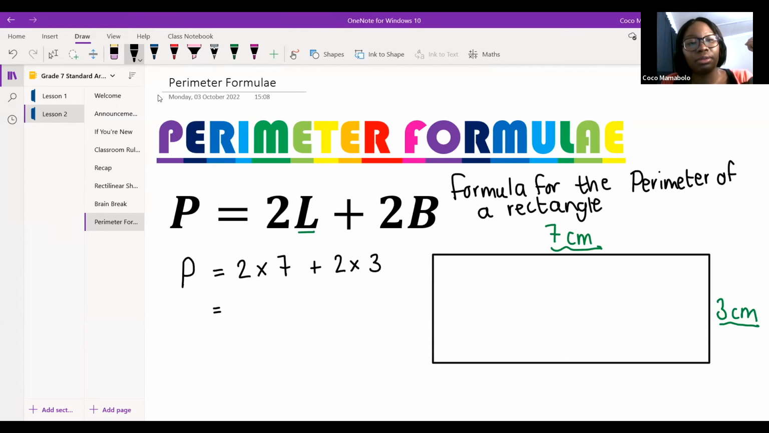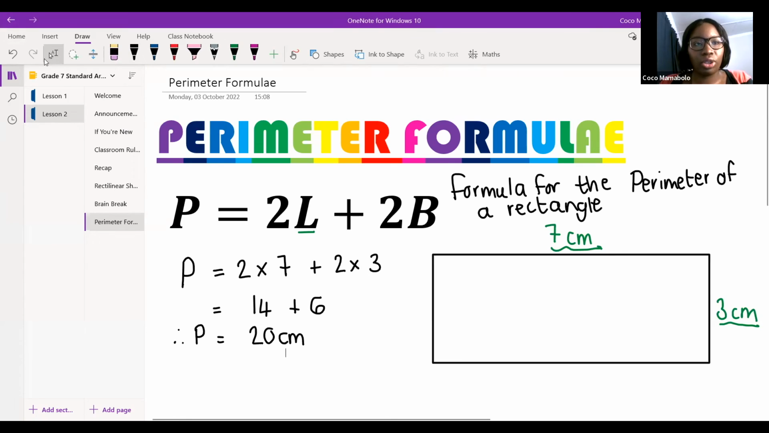What's 2 times 7? 14. Good. 14 plus, what's 2 times 3? 2 times 3 is 6. Good. Therefore, P is equal to, and then you just add 14 plus 6, which gives me 20 centimeters. Don't forget the centimeters. Okay, and that's how it's done. Are we okay with this? Yes, ma'am. Okay, excellent. All right, let's do another one.